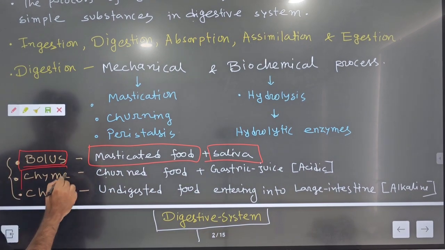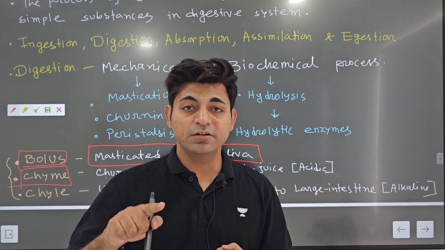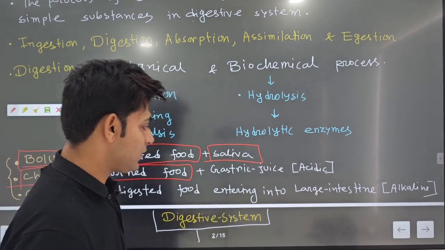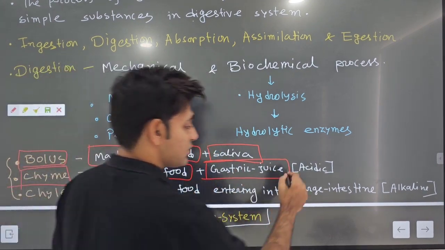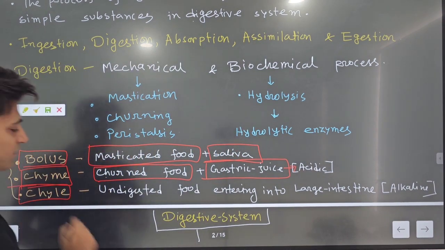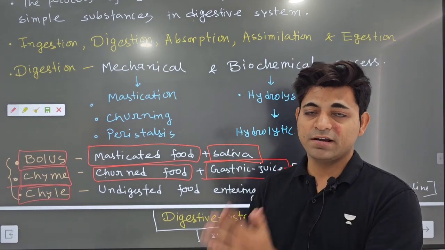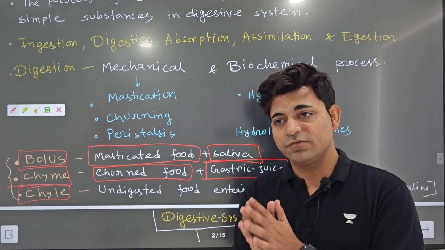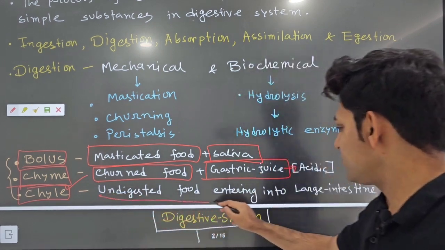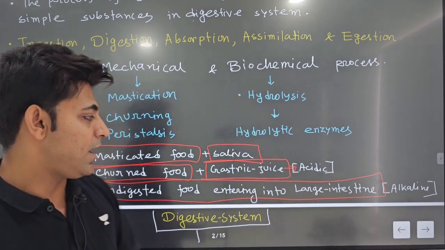Now what is chyme? Partially digested food from the stomach which passes into the duodenum, the small intestine, is chyme. That is churned food in the stomach mixed with gastric juice, which is acidic in nature because of hydrochloric acid. Now what is chyle? Chyle means the undigested food when digestion is completed in the small intestine, then that undigested food passes to the large intestine as chyle. The pH of that food is alkaline.